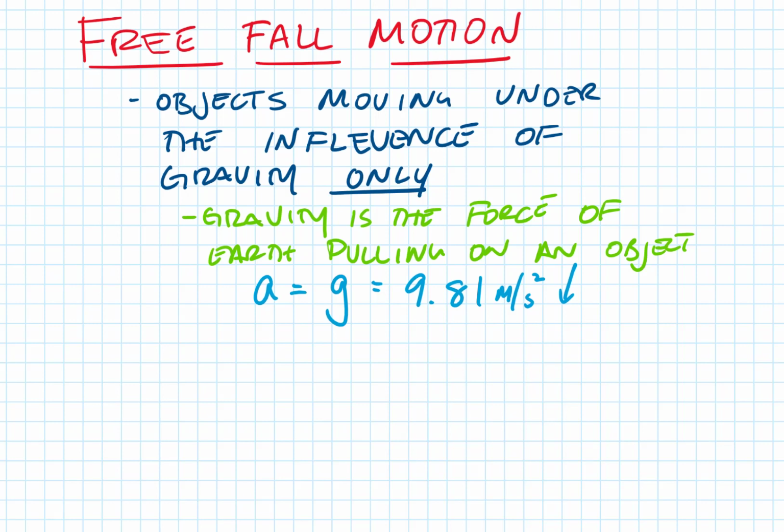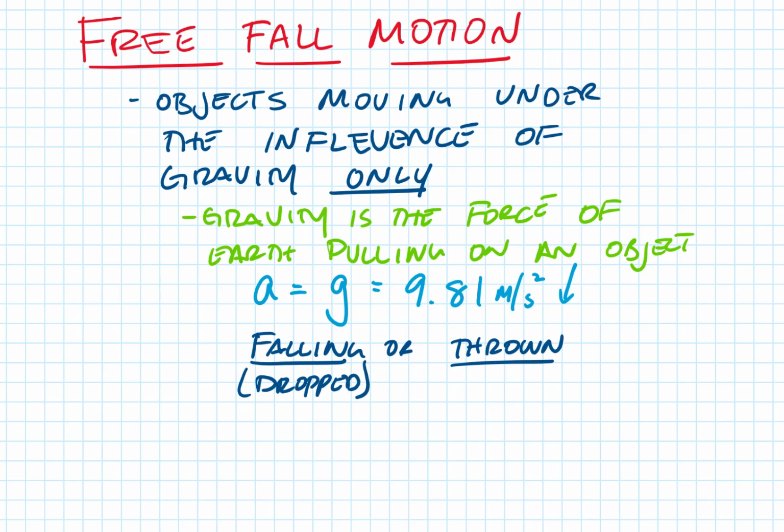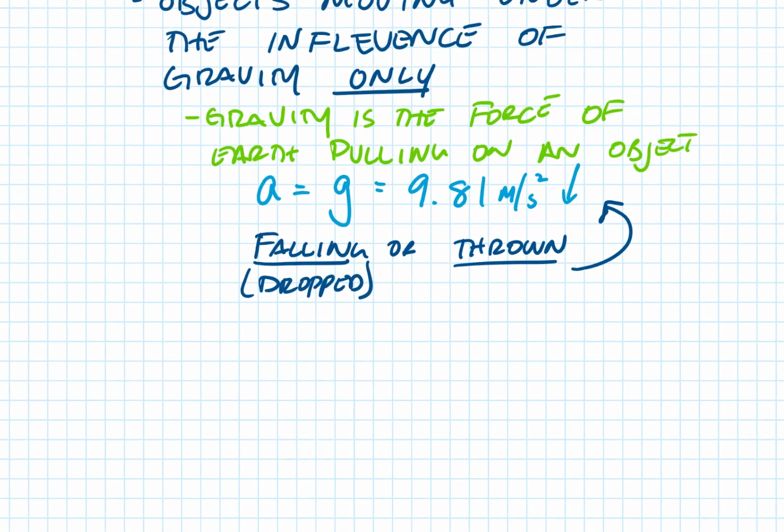So any object that is either, and here are the words that we're looking for, falling or thrown, and that falling could include dropped, is going to accelerate with the acceleration due to gravity, 9.81 meters per second squared down.